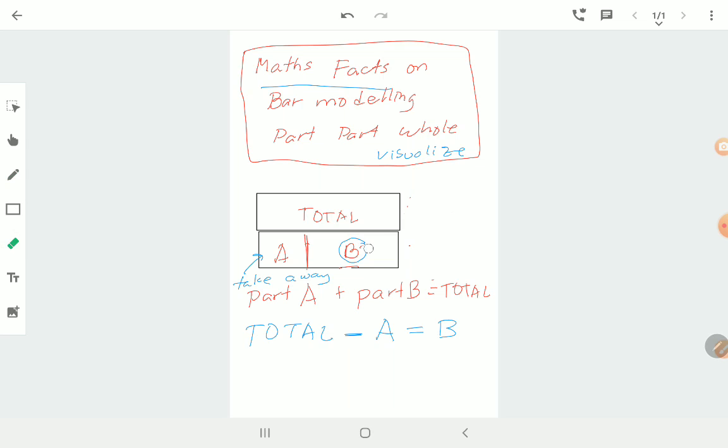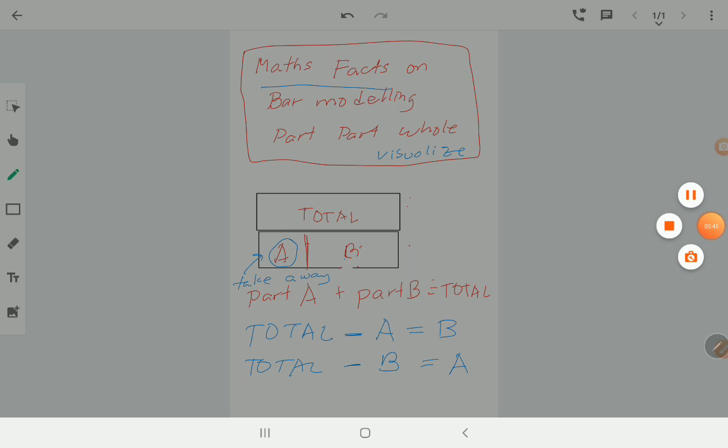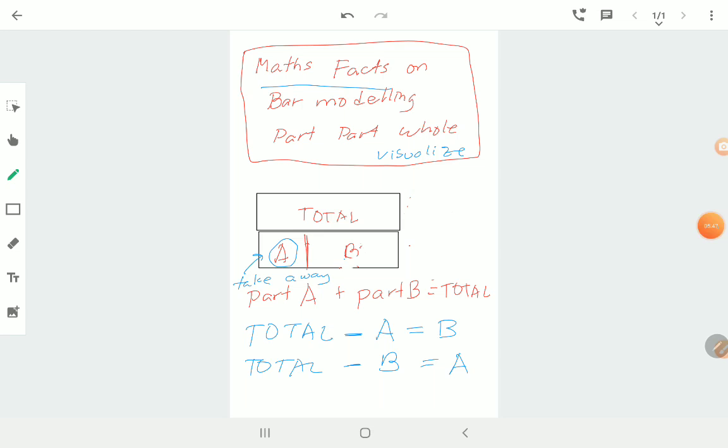What about if we are finding the A, that A part, right? Suppose we're looking for A this time. In the same manner, you have here the total, take away B will give you your A. So these are the math facts that you need. Okay? Now, let's try to proceed to the next problem.